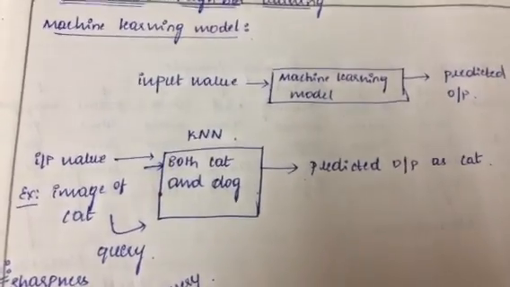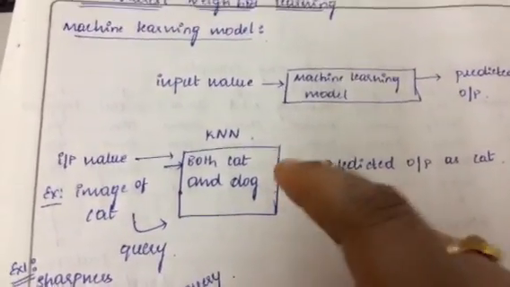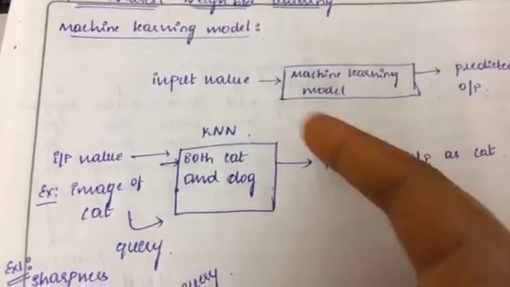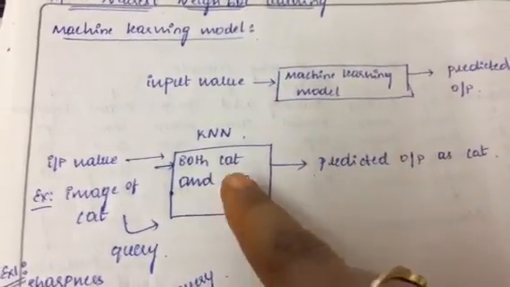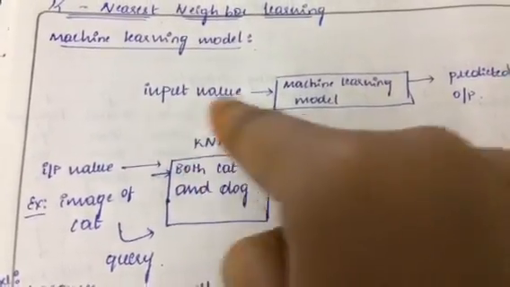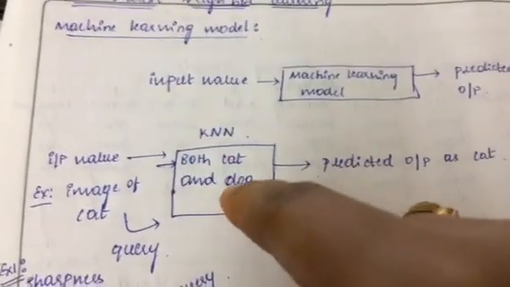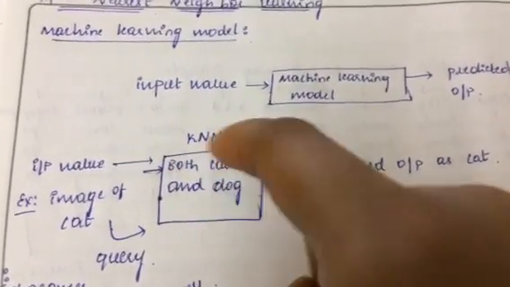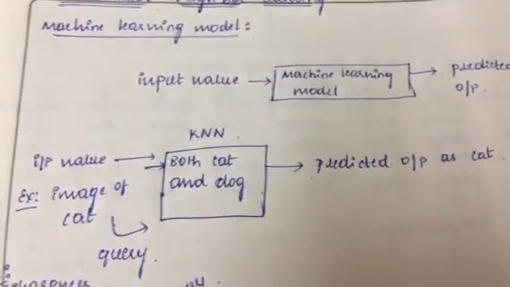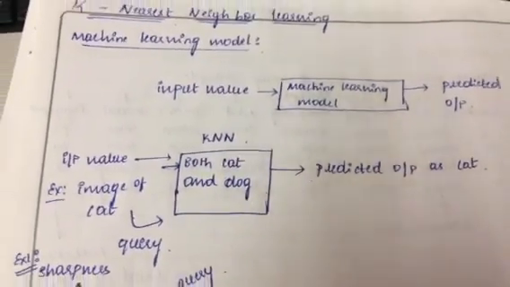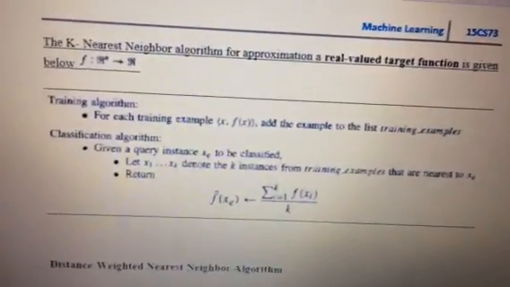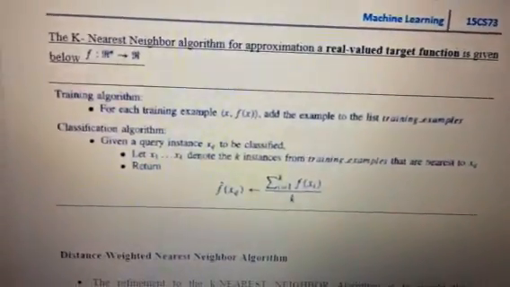So for that, mainly a training algorithm is more important, and later the classification is important. The classification is done based on a KNN, and training algorithm means all the features of a cat and dog, that is your training database, will be given. So your algorithm consists of two parts. First, it is a training algorithm. Next part, it is a classification algorithm.